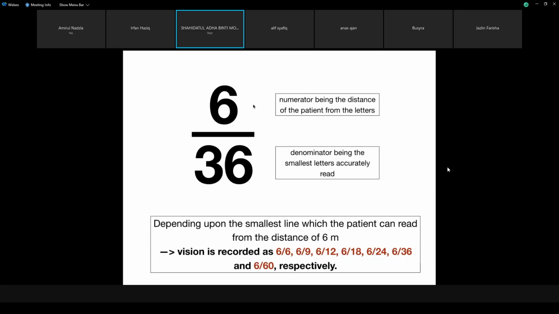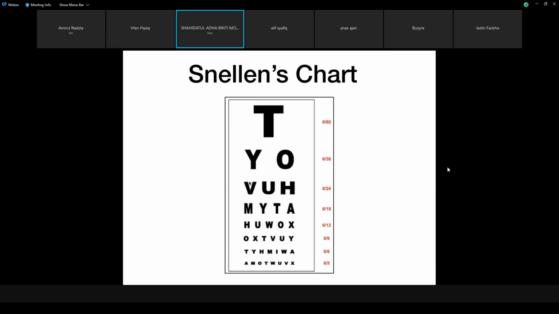Alright, so bila kita nak write down the finding, the visual acuity, the topmost, the numerator will be the distance of the patient from the letters, and yang bawah ni, the denominator being the smallest letters accurately read. Means the line yang kita tengok tadi tu lah, macam kat sini. 6/36. Itu just menunjukkan this line, tapi the meaning of this line, macam I mention tadi, in normal subject, they can see the letter Y and O at 36 meter, tapi the patient can only see at 6 meter.